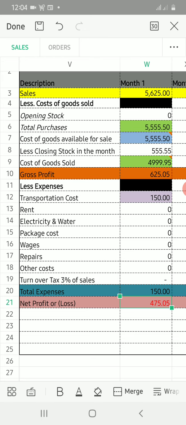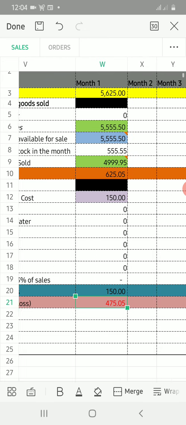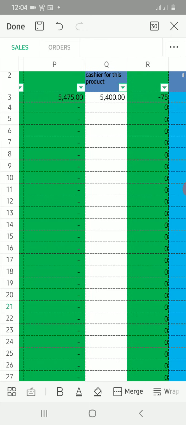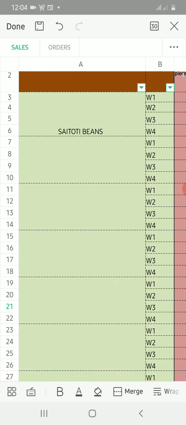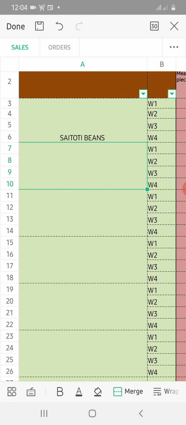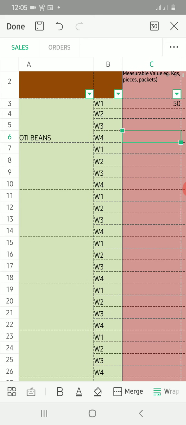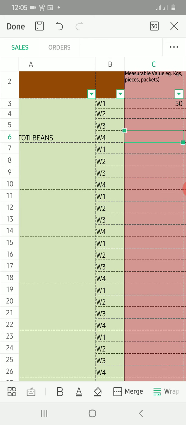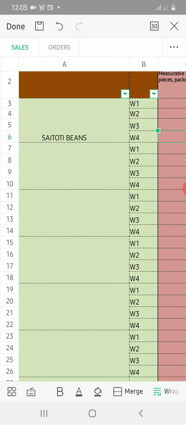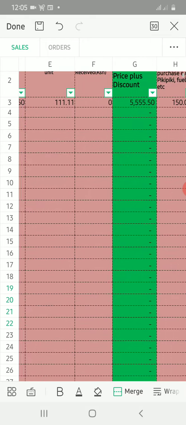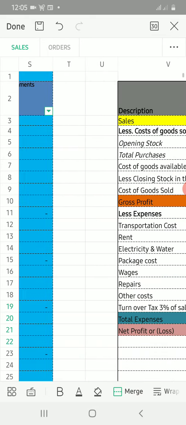So that's all for now. Next time when I come back, I'll try to furnish you with information on how to fill week 2, week 3, week 4 for the same product, so that the tool can now begin to make enough sense. Then in the fourth lesson, we'll fill like 20 products, so that we can see how much you can gain from that.